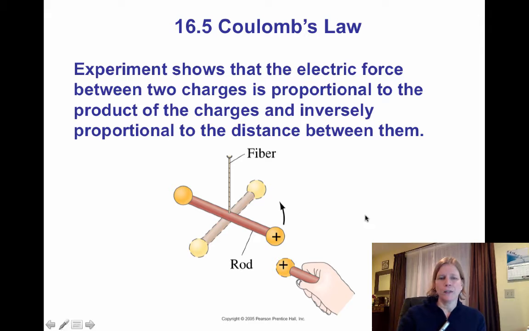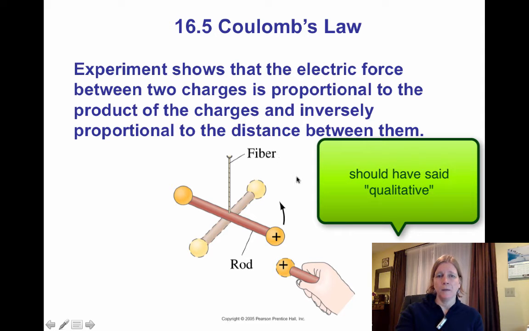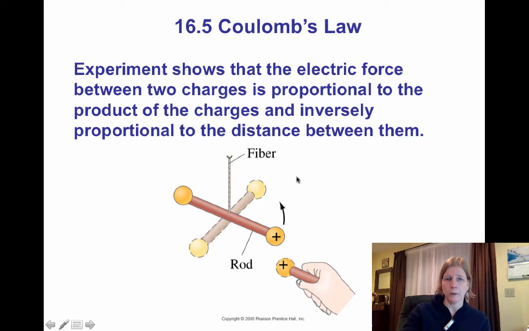So if you bring a charged object near another charged object, and these are both positive, so they're like charges, they repel. The force of repulsion is going to be proportional to the amount of charge on each object, say object 1 and object 2. Multiply those together, and divide by the distance between them, inversely proportional to that. And that gives us a quantitative way of stating Coulomb's law.